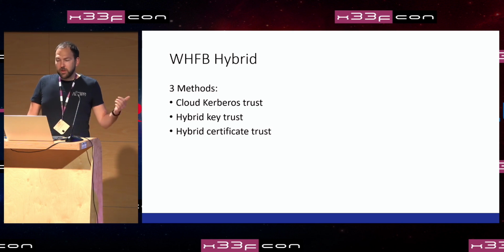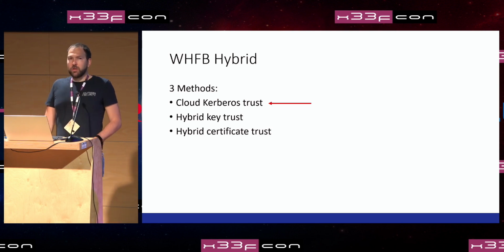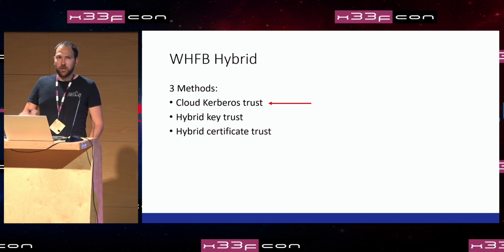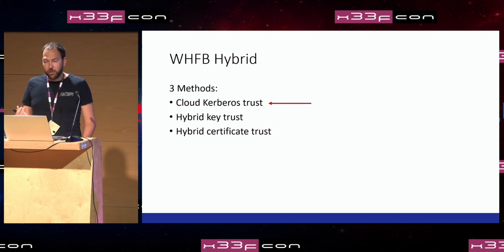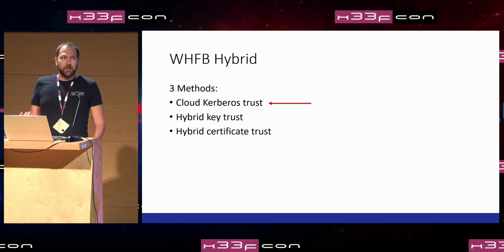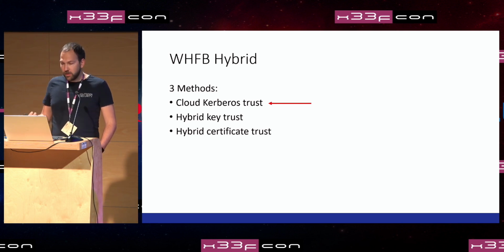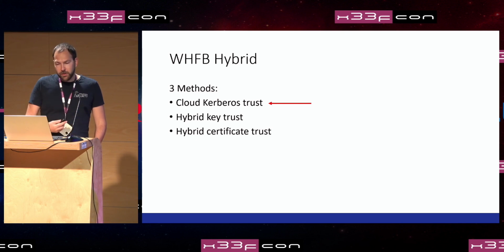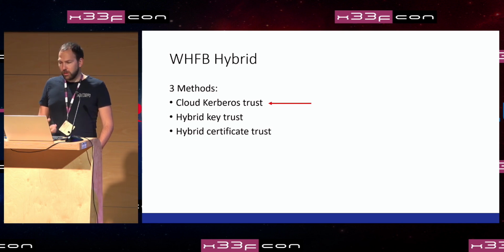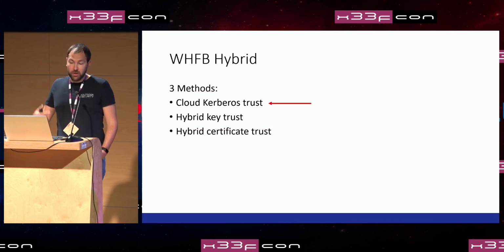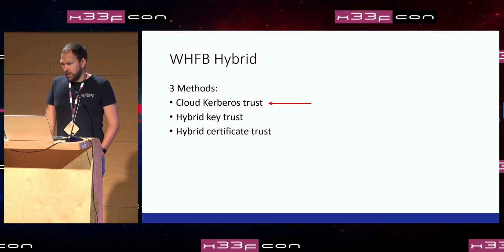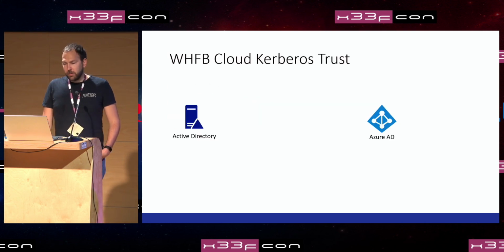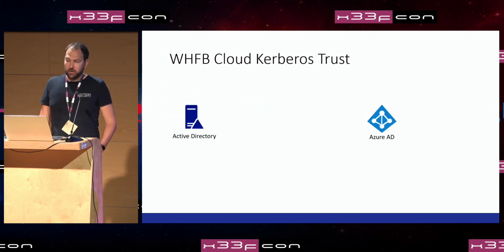I've only really looked much at the Cloud Kerberos Trust, first because it contains Kerberos, and second because it is the Microsoft recommended way of deploying it. So it's the simplest method, which has the least dependencies on-prem. For Hybrid Key Trust and Certificate Trust, you need a more complex setup. But for the Cloud Kerberos Trust, you just need to run some PowerShell scripts, install some GPOs, and then it works basically. So Windows Hello for Business Cloud Kerberos Trust is quite an interesting concept.